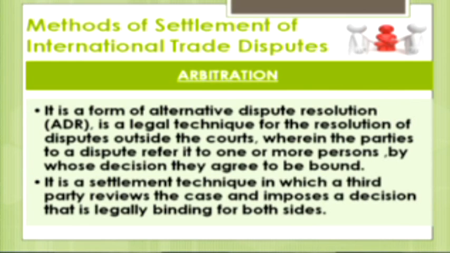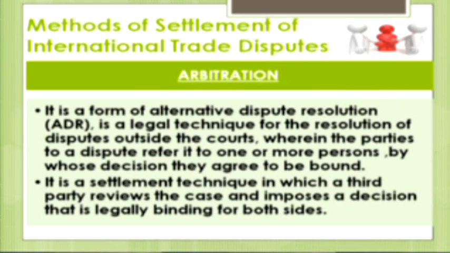Now what are those methods to bring out a settlement in it, यानी कि हम international trade dispute में किस तरह से settlement लेकर आ सकते हैं. For bringing out settlement, the one thing is arbitration. Arbitration is the alternative dispute resolution, that is ADR. That is a legal technique in which the parties are basically put in a step to resolve all those disputes.